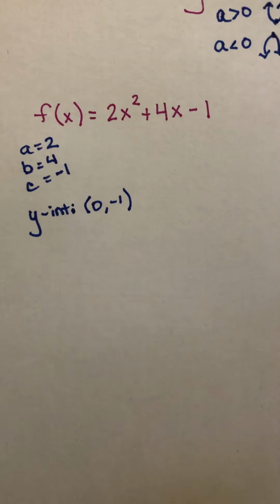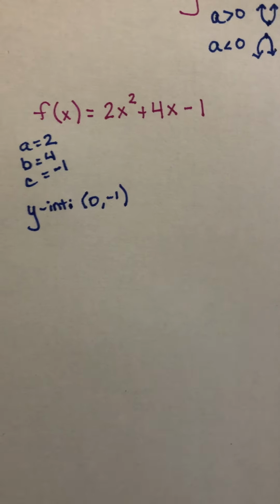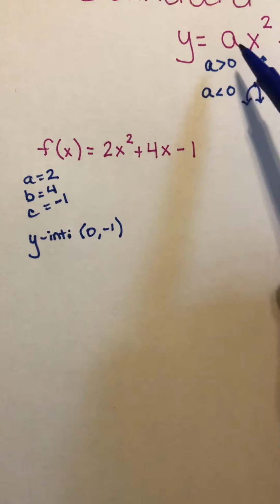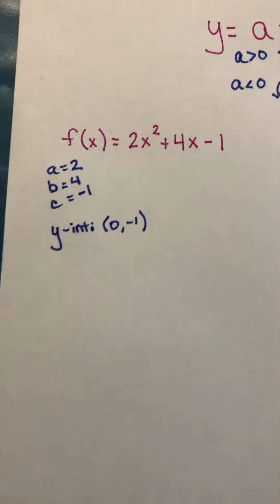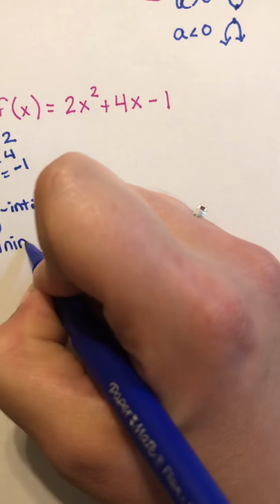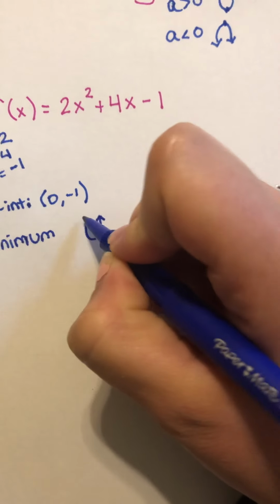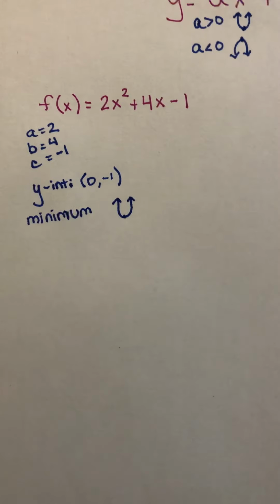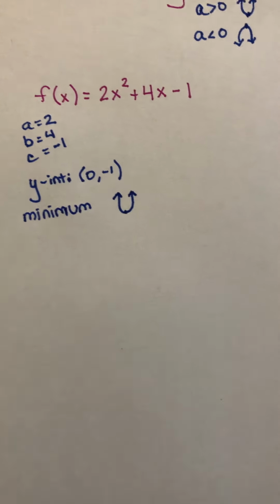Our a value determines which way the graph opens. Since our a value is a positive 2, that means it's greater than 0. So our graph is going to open up, which means our vertex is going to be a minimum. That means our vertex is the lowest point of our graph. And now we can go ahead and find that and our axis of symmetry.